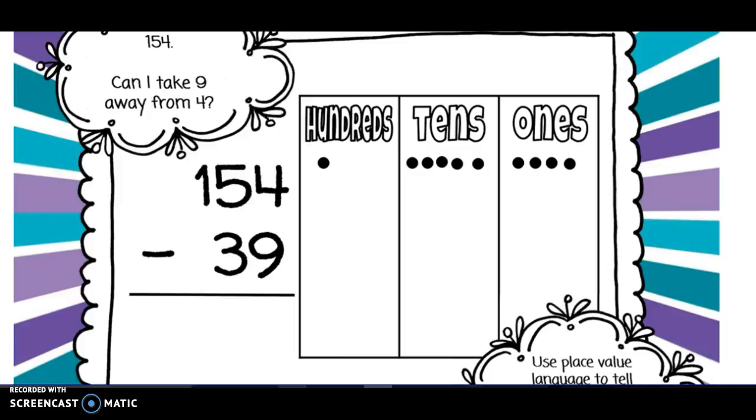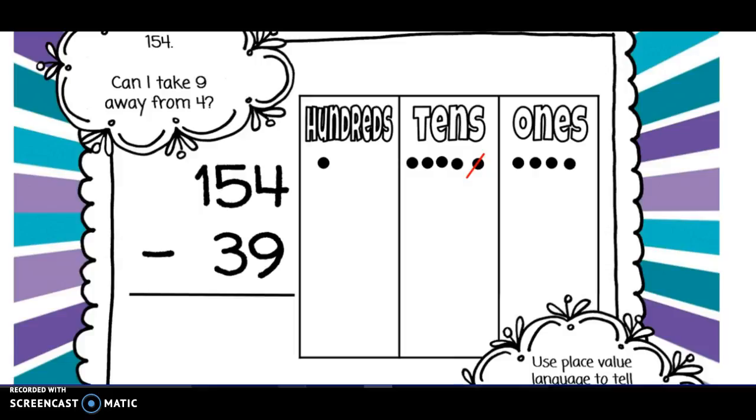Go ahead and sketch 154 on your place value chart. Pause the video and then press play when you're ready to continue. Now that I've shown 154 on my place value chart, I want to ask myself, can I take 9 ones away from 4 ones? And when I look, I know that I cannot take 9 away from the 4. I know that I have enough tens that I can decompose or break apart one of my tens and break it into 10 ones. So go ahead and decompose a 10 and add those 10 ones to your ones place.